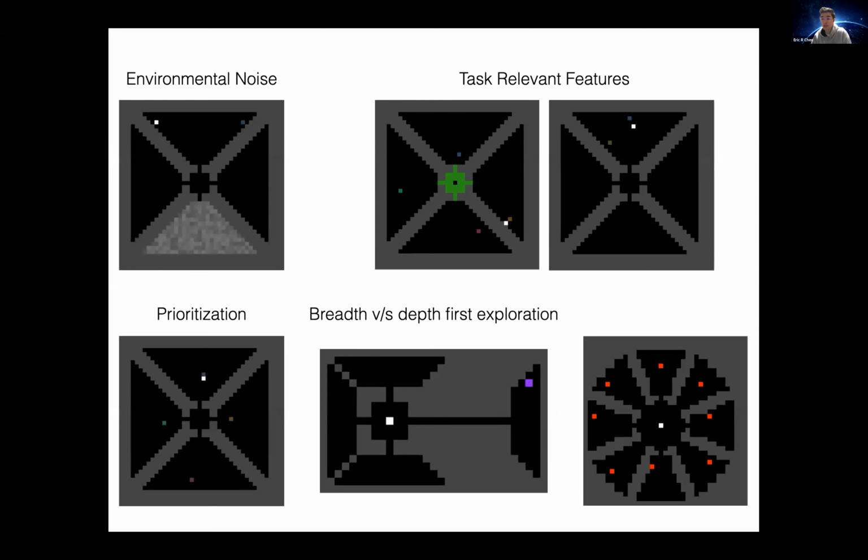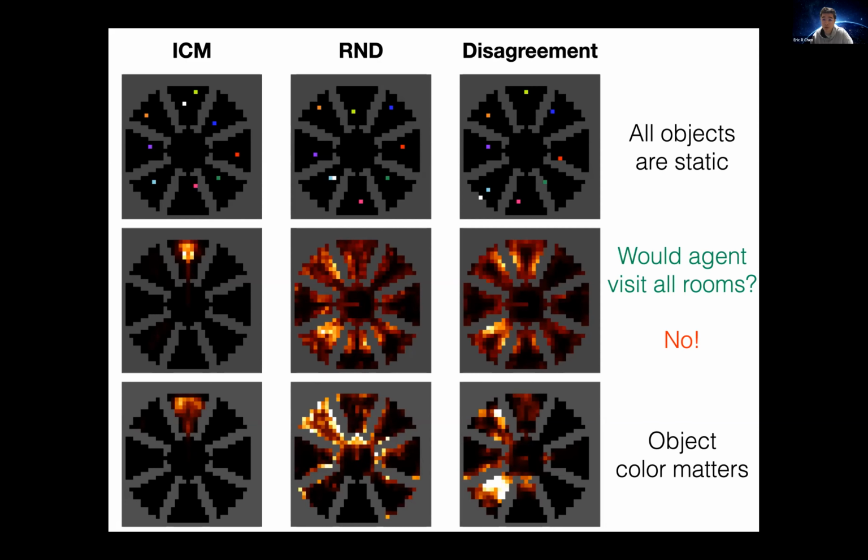And what was really important is that across seeds, so across 10 seeds, the heat maps looked the same. So they were all visiting the same rooms. ICM was always going to the top room, for example. So what this indicated to us is that object color seems to have a big effect on the exploration method. The intensity of the object will skew the exploration method into exploring one object over the other.